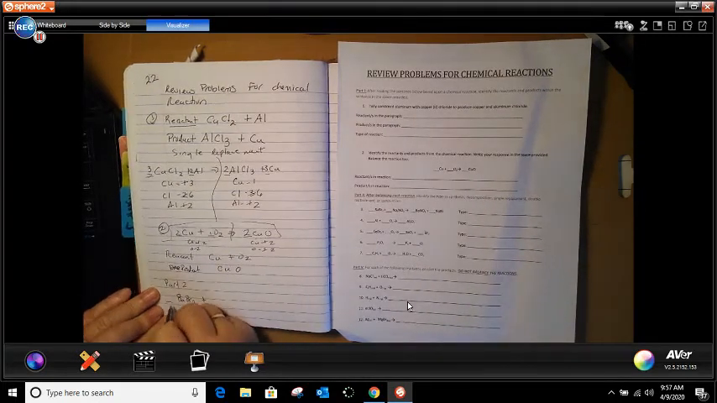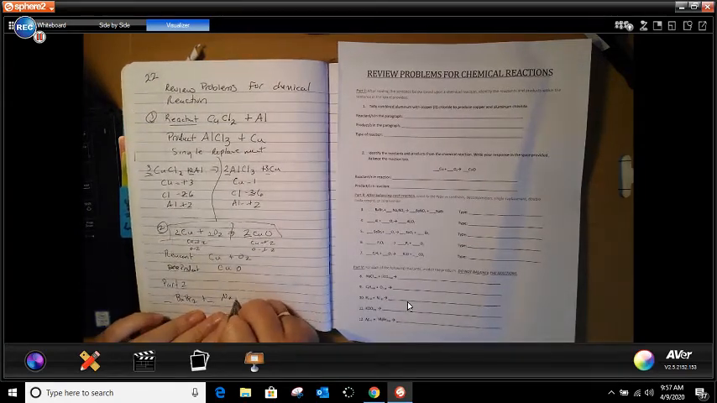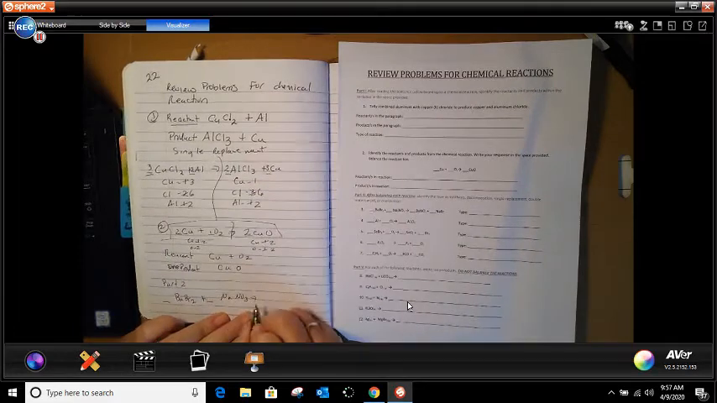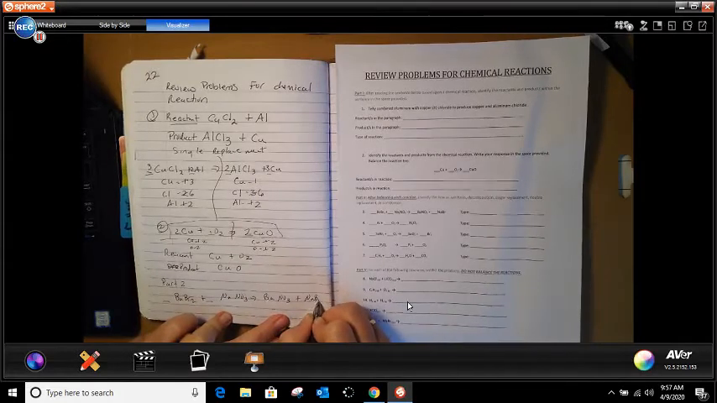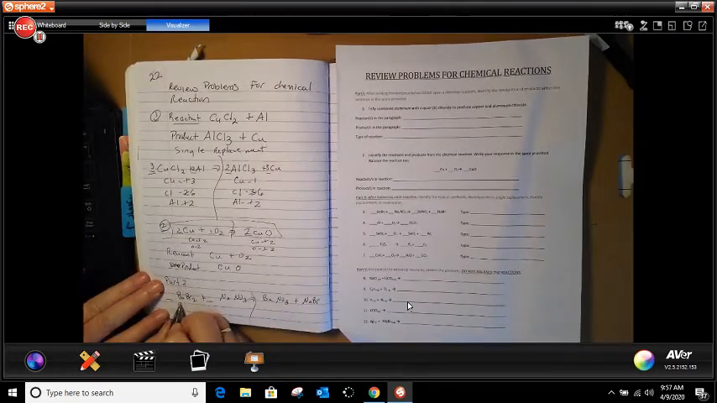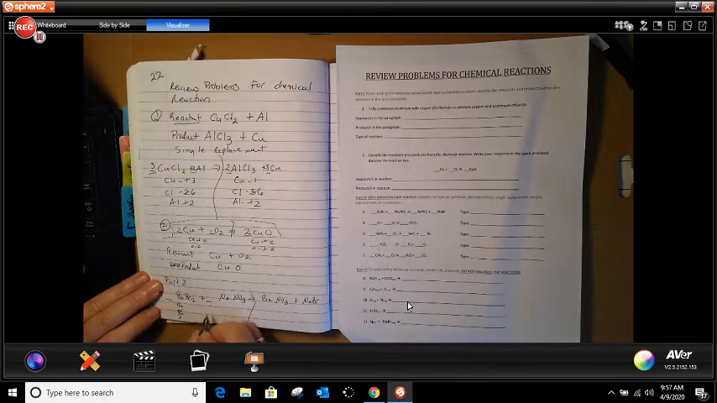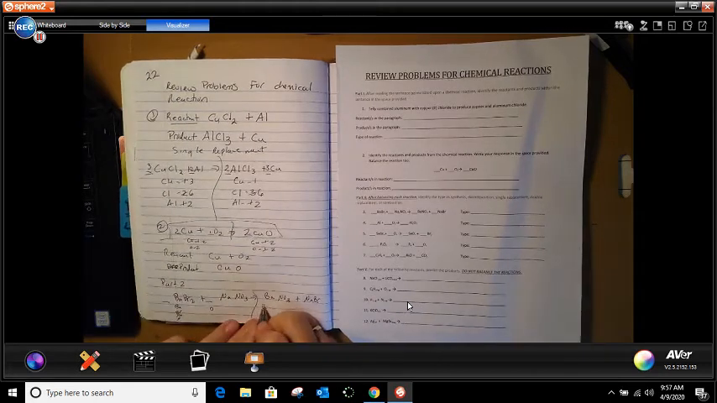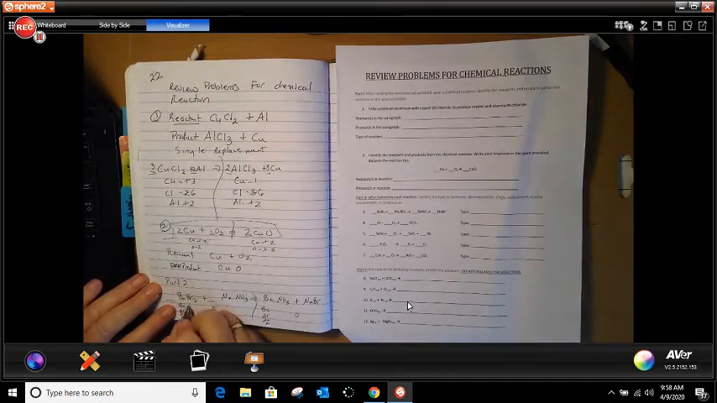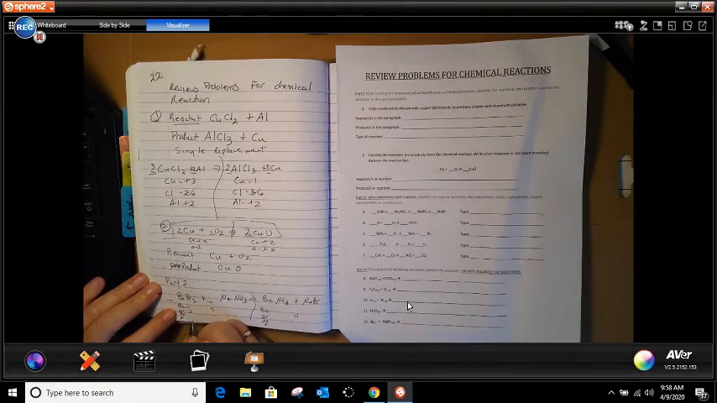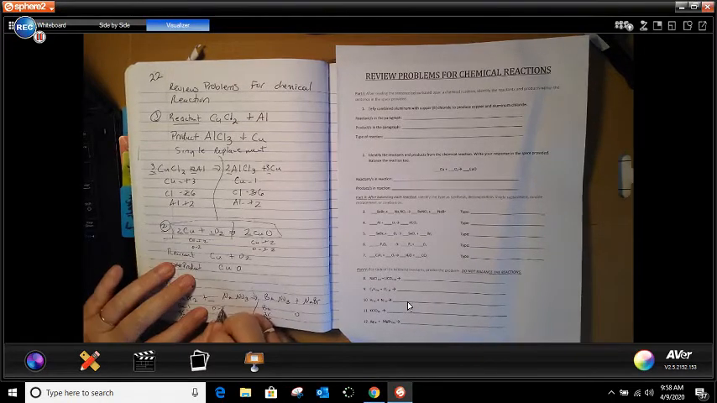BaBr2 plus NaNO3 yields BaNO3 plus NaBr. So I've got Ba, Br, Na, N, and I also have an O, don't I? So I'm going to write the same thing on this side, and now I'm going to count. So right now on this side, Ba I have 1, Br I have 2, Na I have 2, nitrogen I have 1, and oxygen I have 3.